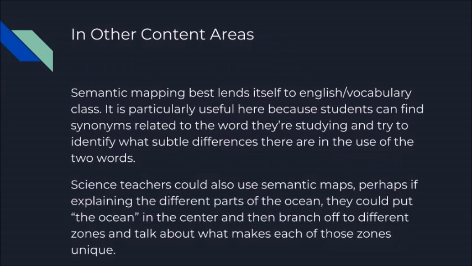I think you can use the strategy in any content area with vocabulary, but I think the best use of it is probably with English vocabulary, because this can really help to clarify some of those really subtle and complex relationships between words. But I think science teachers could also get a lot of use out of it. The example I gave was with the ocean and the different zones in the ocean, but I mean, you could use it with planets, heavenly bodies, in biology to show the relationships between different organs or different classes of animals.